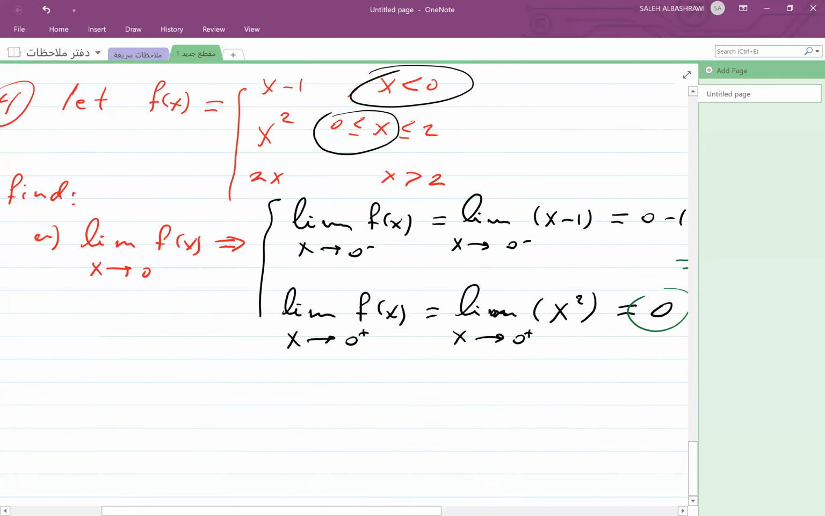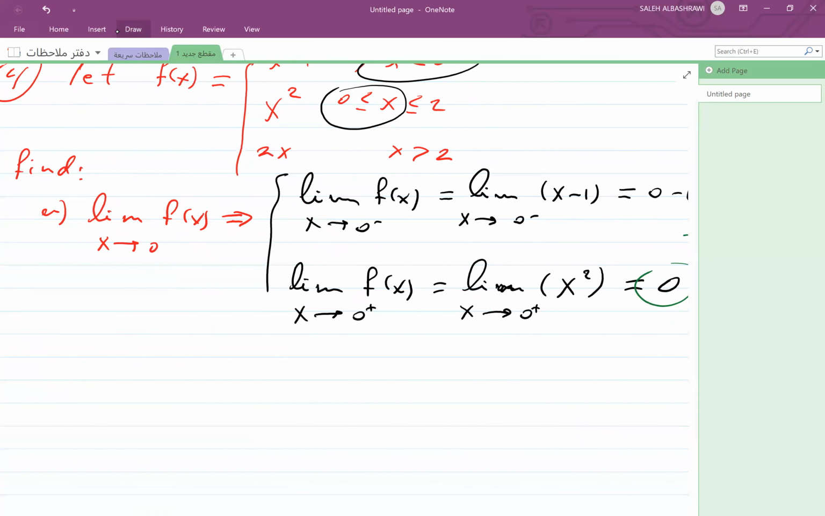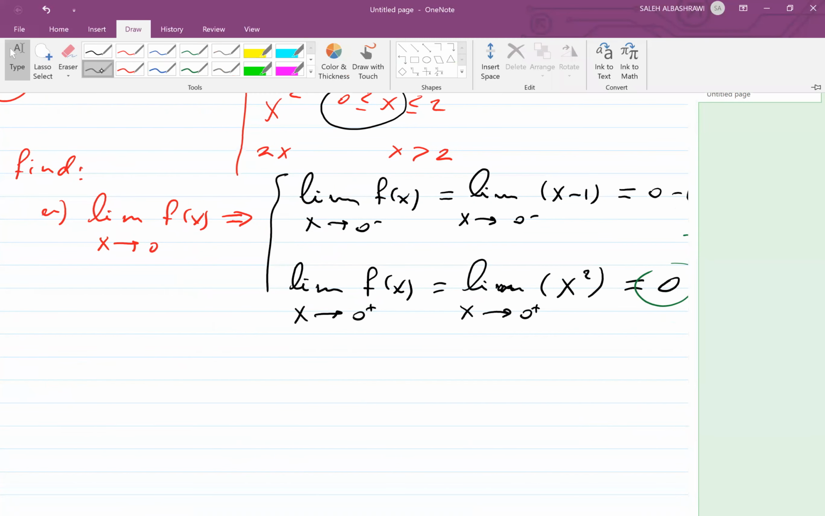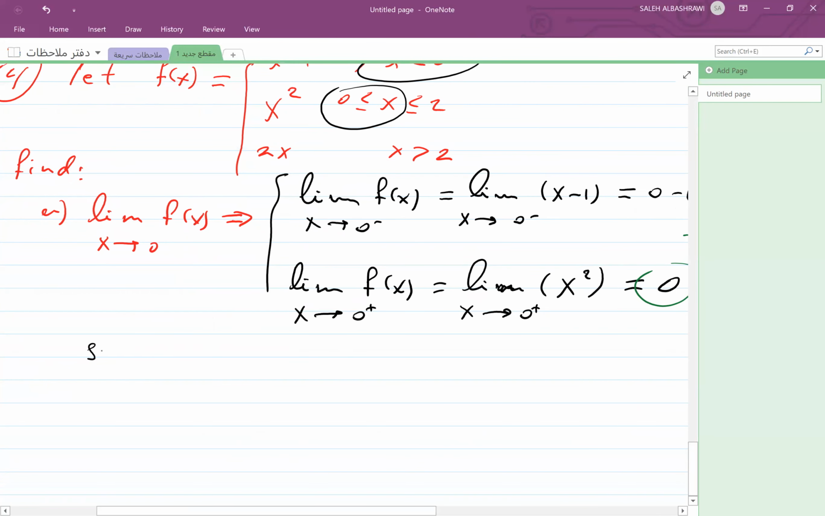So we say that, for this limit, when x goes to 0 minus, the left limit, which is minus 1, is not equal to the right limit, that is 0. Minus 1 is not equal to 0.